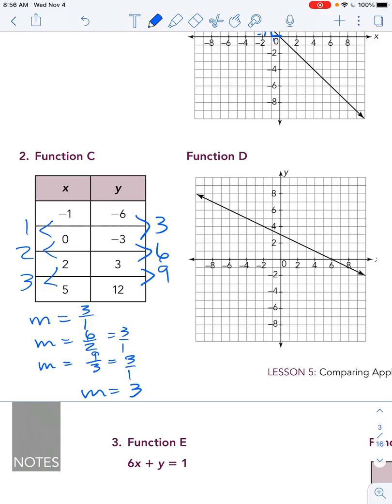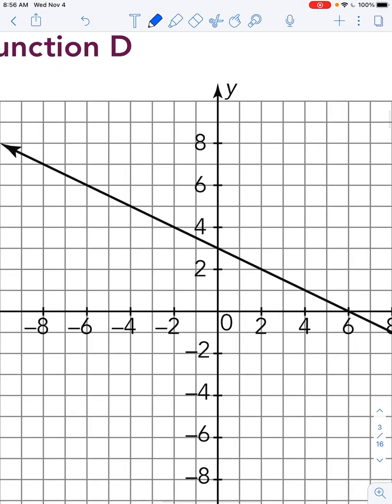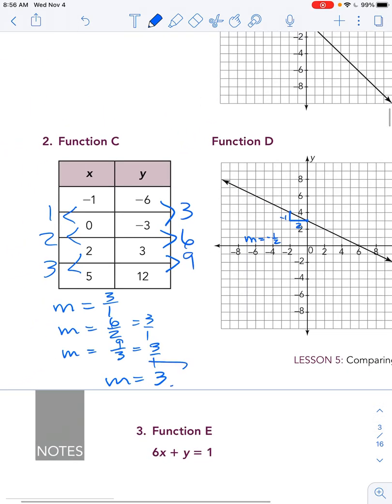And then we look over here, and I picked 2 good points here and here. So this goes here, and then this goes here. So it goes up by 1. So my slope here is -1/2. So which one has the greater rate of change? This one right here.